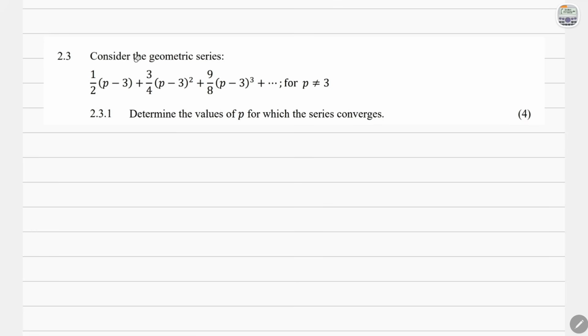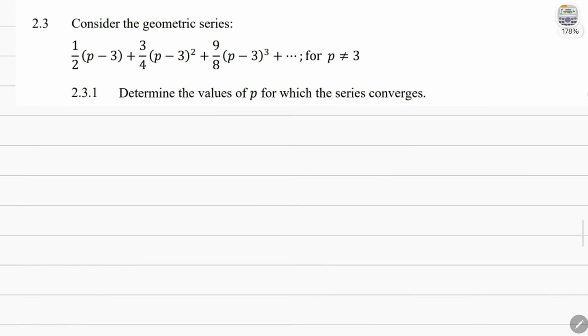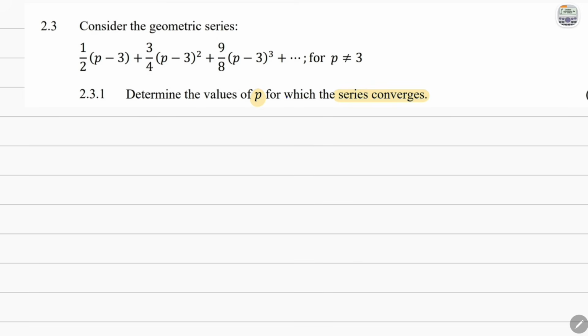Question 2.3 says, consider the geometric series, and we have this geometric series in terms of p for where p is not equal to 3. You can see they said that because if p was equal to 3, you'd have 3 minus 3, which is 0, so you'd just have 0, 0 plus 0. And they're specifically saying determine the values of p for which the series converges. So for a series to converge, the ratio must be greater than negative 1 but less than 1.